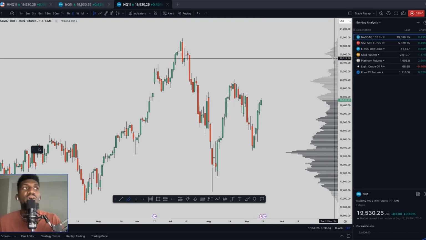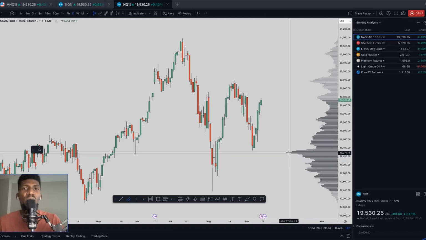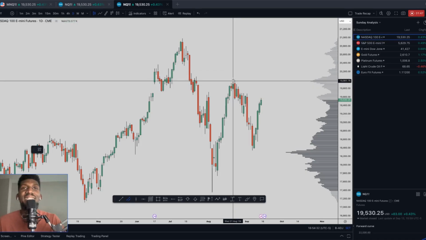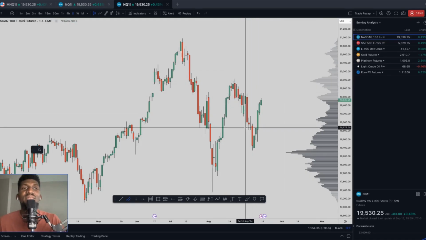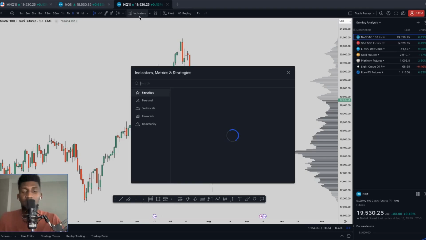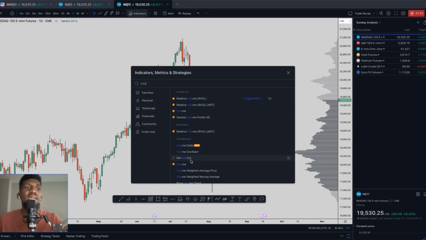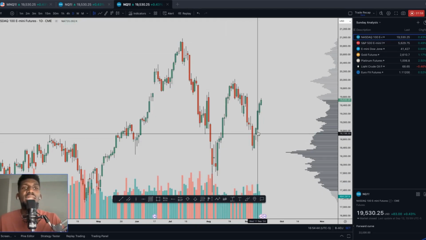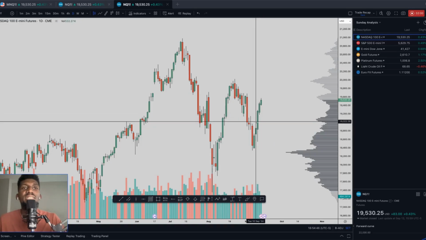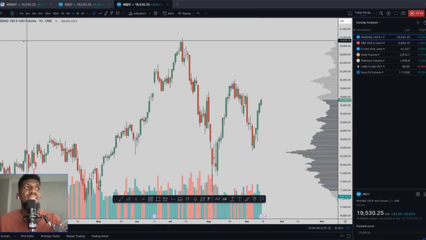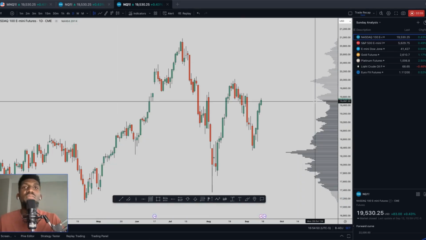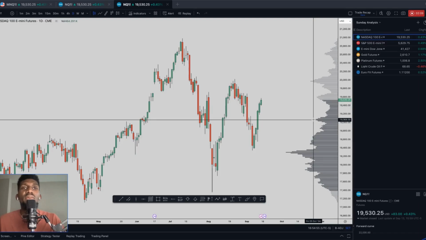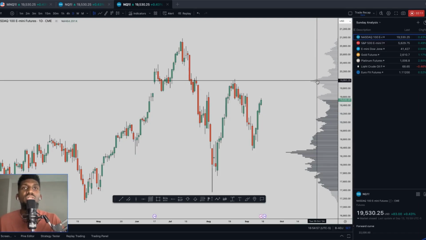This is called the visual volume profile. What it highlights is where the most volume takes place, at key levels. Most times if you put on a traditional volume indicator, you'll end up with how many ticks or contracts were traded on a certain candle, but it doesn't tell you where that is actually happening. The volume profile, in this case the visual volume profile, shows you where that volume is taking place. And we want to use that as support and resistance too.